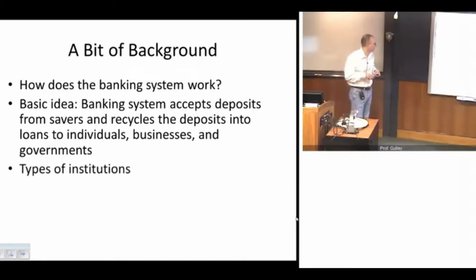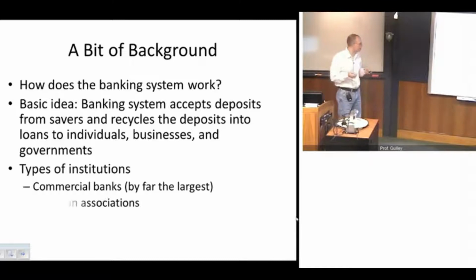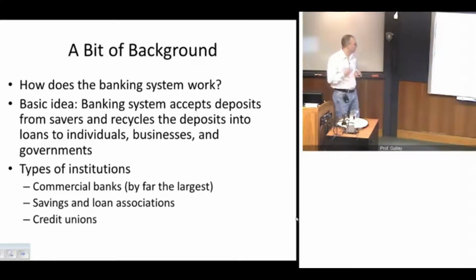And that process of collecting deposits and making loans is very important for our money supply creation process, as we will see. And so our types of institutions, we have commercial banks, which are by far the largest. We have savings and loan associations, they're somewhat smaller. And then we have credit unions, which are much smaller still on average.